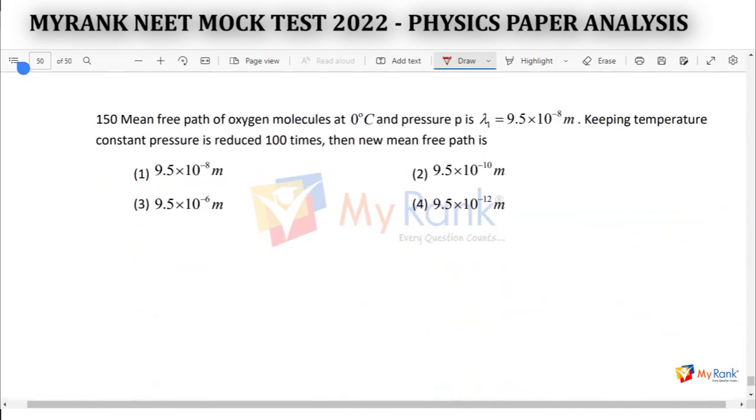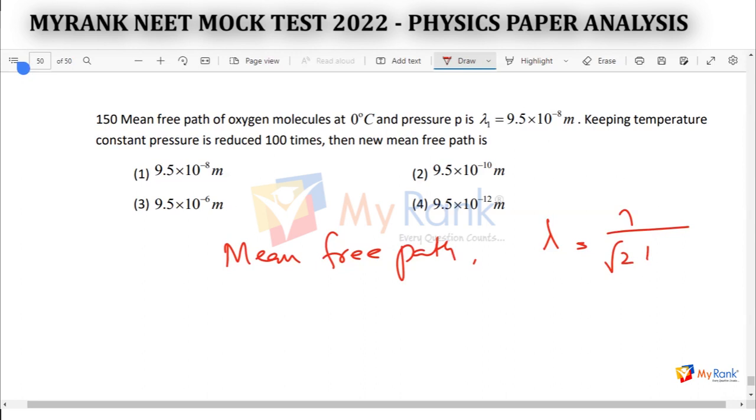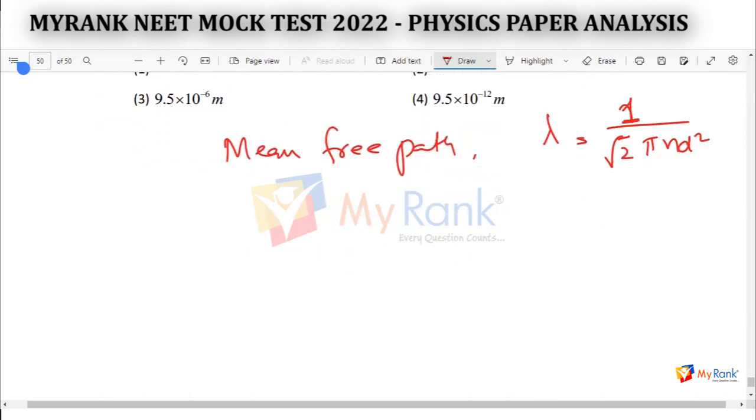Mean free path of an oxygen molecule at 0 degrees centigrade and pressure P is lambda, equal to 9.5 into 10 power minus 8 meters. Keeping temperature constant, pressure is reduced 100 times. Then what is the new mean free path? The mean free path formula is lambda equals 1 by root 2 pi n d square, students. Root is only for the 2.